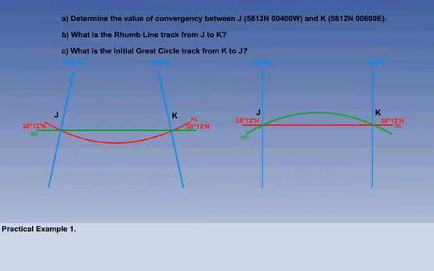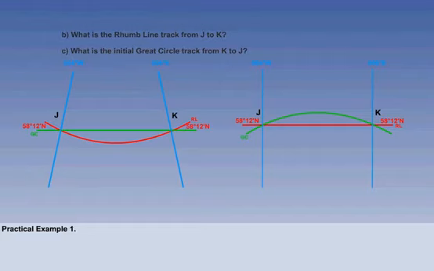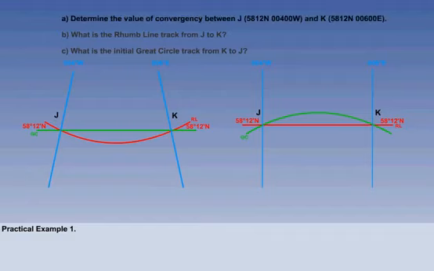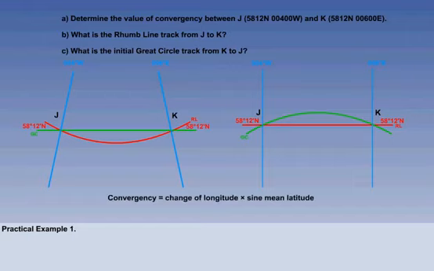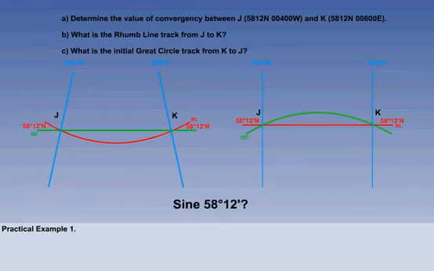As always, try to visualize the situation. Draw a diagram. Either of these will do. Let's solve the first question first. What are you going to do? Write down the convergency formula and substitute in what you know. Convergency equals the change of longitude times the sine of the mean latitude. The change of longitude is from 4 west to 6 east. That's 10 degrees. Now we need to calculate the sine of 58 degrees and 12 minutes.